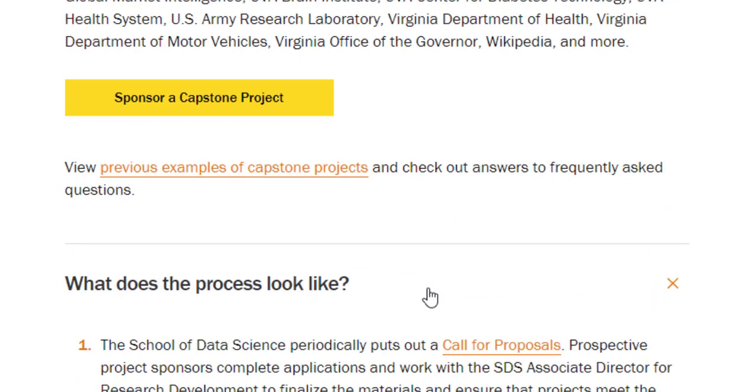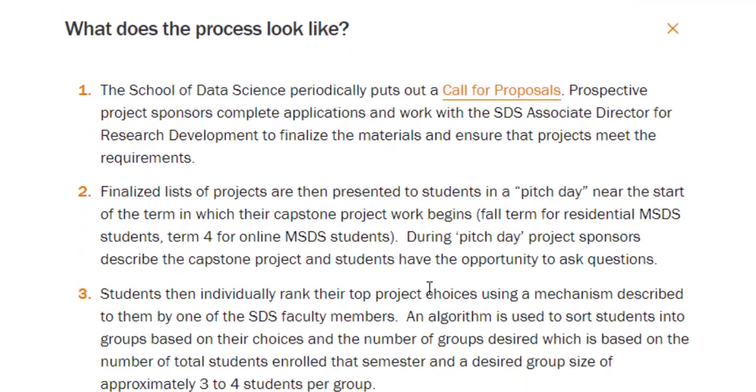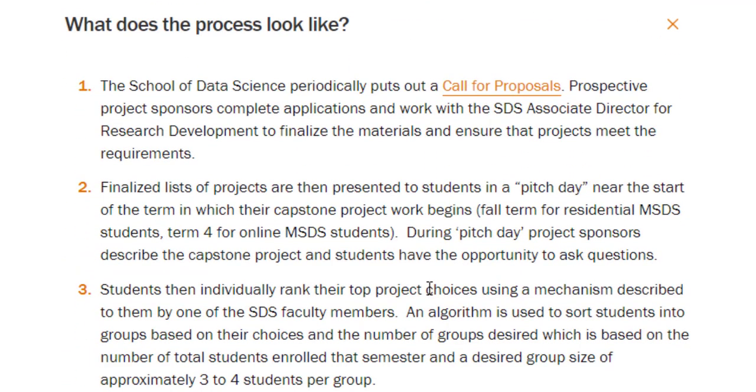Now, what does the process look like? The School of Data Science periodically puts out a call for proposals. Seeing that flyer, companies come to the pitch day and tell you about the project that they have. So you will be doing projects for external companies, and you will have practical exposure to real world data science problems.